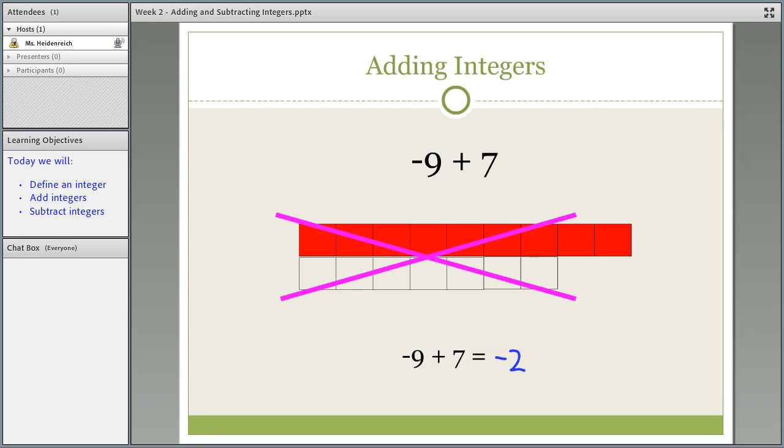So again, I kind of subtract the two numbers, even though it says to add them. Because of the canceling out that's going on here, I'm doing 9 minus 7, but then I actually have extra negatives, not extra positives. So my answer is going to be negative.